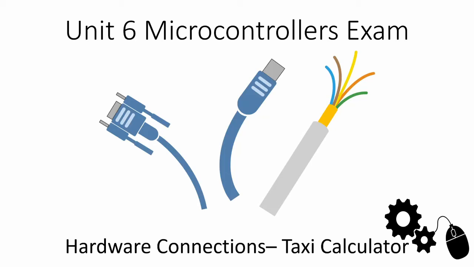In today's video, we're going to be looking at the middle section of activity 3 in the unit 6 microcontrollers exam, which is the hardware connections. And it's quite a short section this, but it's quite an important one to make sure we get done, because it can lead to a lot of lost marks if we don't do it.